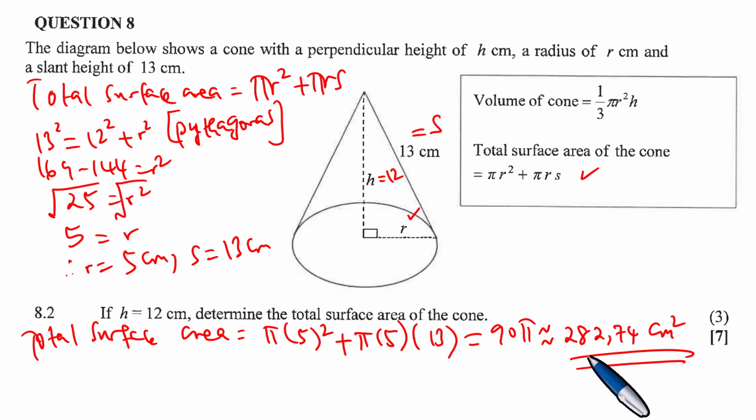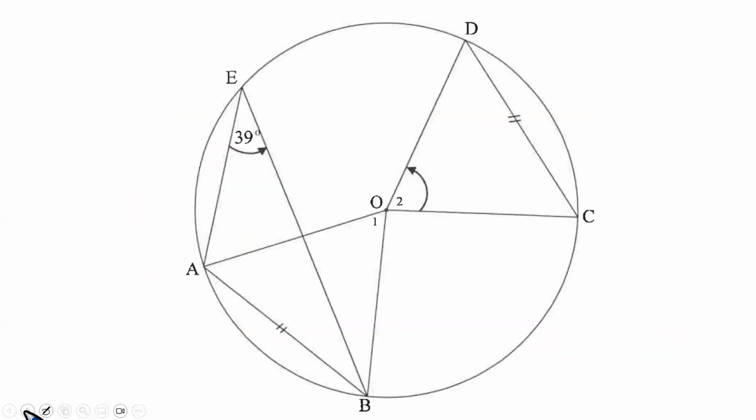So we have exactly that. The total surface area of the cone is 282.74 square centimeters, and we're done with this question.